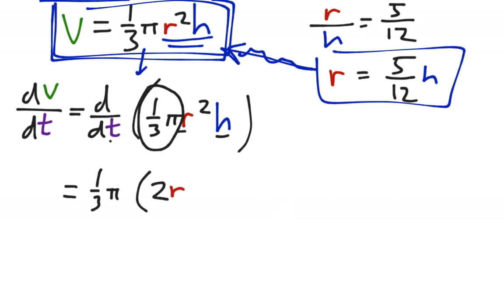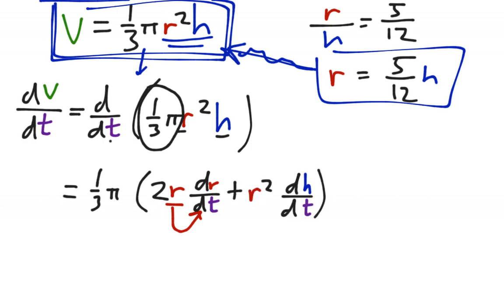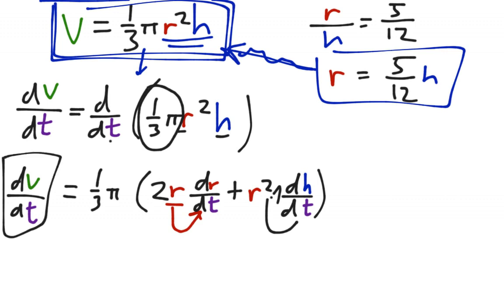We'll have a 2r from bringing down the r, and then, don't forget, the chain rule. We'll have a dr/dt come out, and then the second term is going to be r squared times dh/dt. And again, we have the chain rule. Really, it's the derivative of h is 1, and then you have the chain rule with dh/dt. And do your check. Clearly, every term here does have a rate in it. So we have dV/dt, we have dr/dt, and dh/dt.